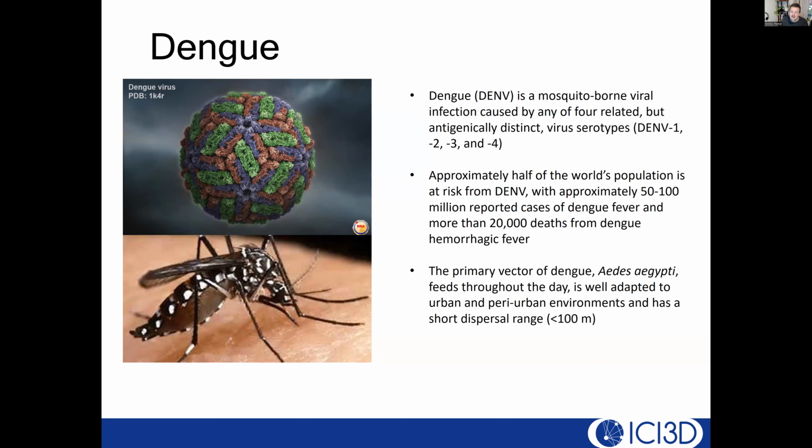There are a number of vectors for dengue, but the primary vector, Aedes aegypti, feeds throughout the day. So it's not just a dawn and dusk biter like some anophelines, and is also well adapted to urban and peri-urban environments. Critical for this analysis as well, later on we'll identify that it has a relatively short dispersal range, less than 100 meters. Frequently, an Aedes aegypti mosquito can live their entire life without even really leaving a particular home. But they do travel a little bit, but not nearly as much as other mosquitoes.